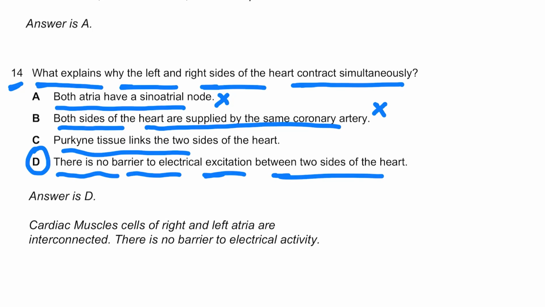Purkinje tissue links the two sides of the heart. No guys, Purkinje tissue links the atria with the ventricles together with the AVN. It does not link the two sides of the heart.